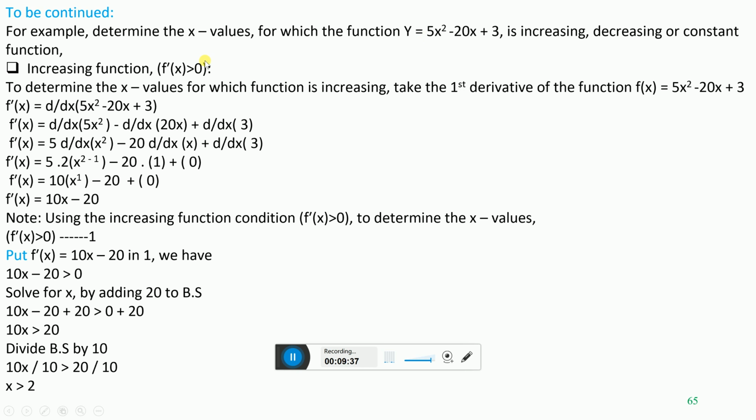To determine the x values for which the function is increasing, take the first derivative of the given function.